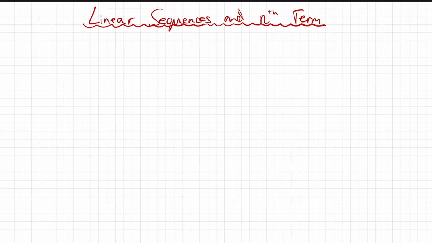So a linear sequence is just one where all the terms progress, or are added or subtracted, by the same value, also known as an arithmetic sequence. So for example, the sequence 1, 2, 3, 4, 5, 6, 7, 8, 9. That is a linear sequence because all of the terms go up by plus 1 each time.